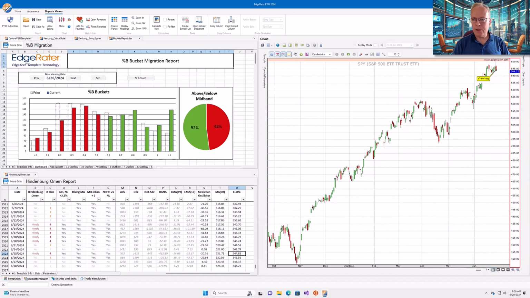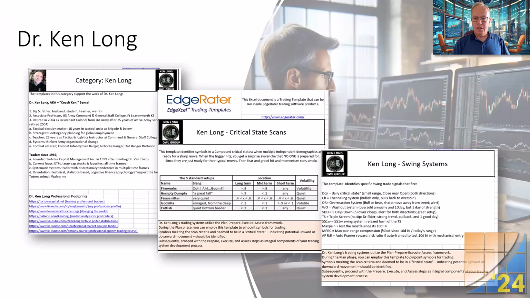Now, back to my slides. We have with us Dr. Ken Long. Six months ago, we were online and talked about these new templates in EdgeRater. At that time, we said we would come back and take a look at some of the signals in the market and what is occurring. That's the plan today. We're going to take a look at the live market. I'm going to hand over the screen to Ken in a second, and then he will also get me to drive EdgeRater, and I'll show some of the signals that are occurring, and he can walk through that.